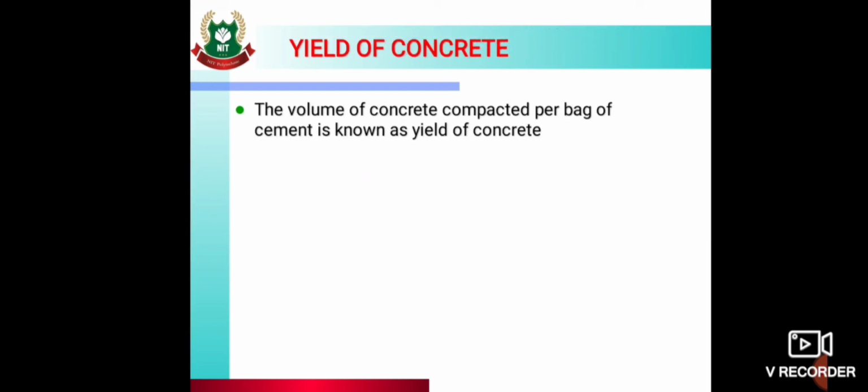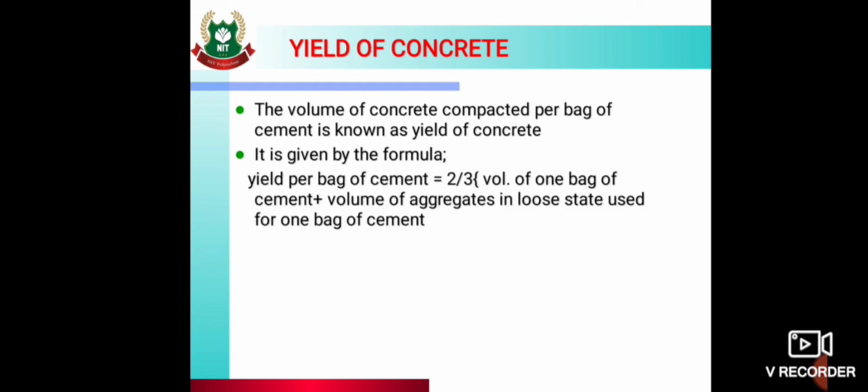The next is yield of concrete. So what is the meaning of yield of concrete? The volume of concrete compacted per bag of cement is known as yield of concrete. It is given by the formula: yield per bag of cement is equal to 2/3 of the volume of one bag of cement plus the volume of aggregates in loose state used for one bag of cement. So that is the yield per bag of cement.